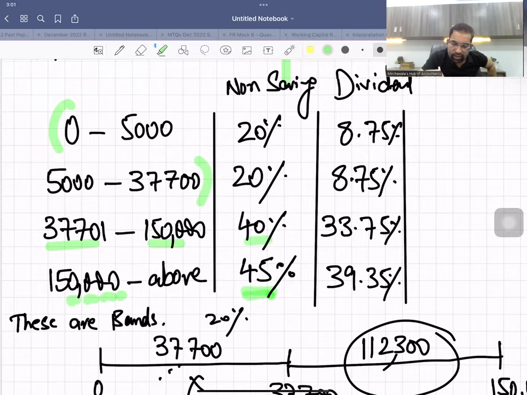So my dear students, from now onwards, I'll change the question. The person will not only earn non-saving income, but I will also add dividend income in the question. Non-saving plus dividend, two types of income. Now we'll discuss two types of income. Okay, now let's start.